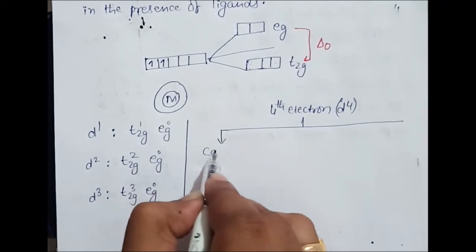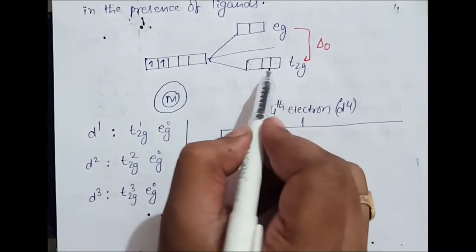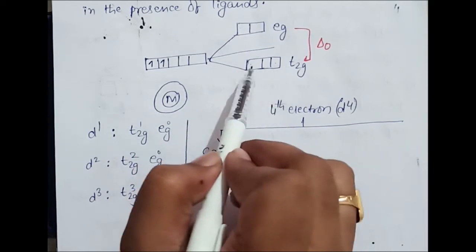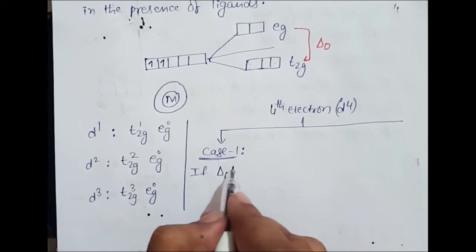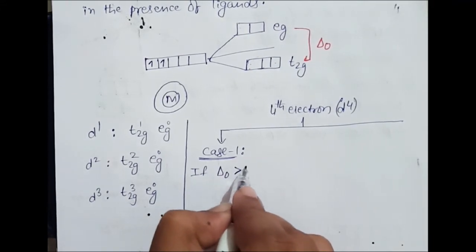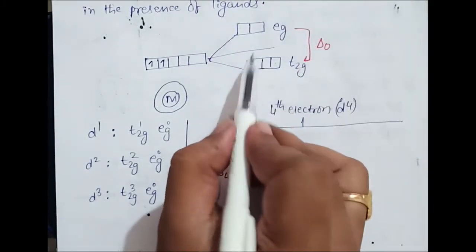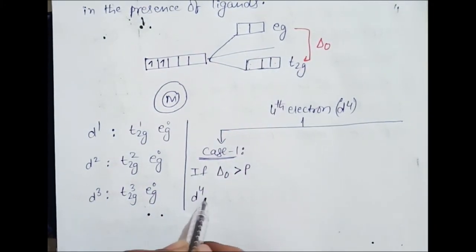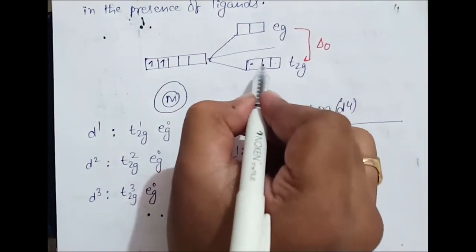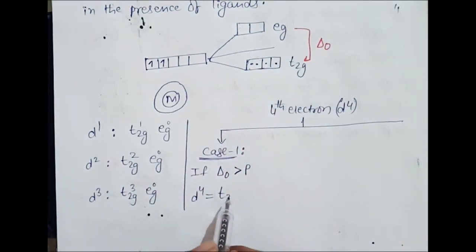Possibility number one, if the energy gap is very big, then the electron will not go to eg, it will definitely pair up here. That is what I say, if the energy gap, Δo, is very much higher than the pairing energy, the energy needed for pairing of electrons, then the electron will not go over there, instead it will pair here only. So in that case d4 can be written as first electron, second electron, third electron, fourth electron here only. So you can write t2g4 eg0.